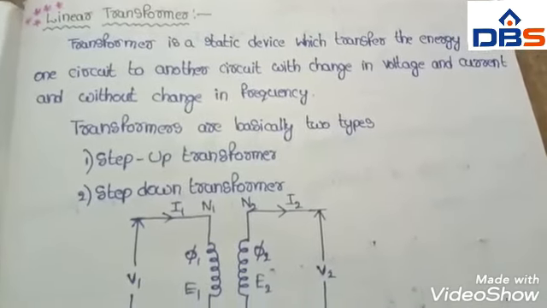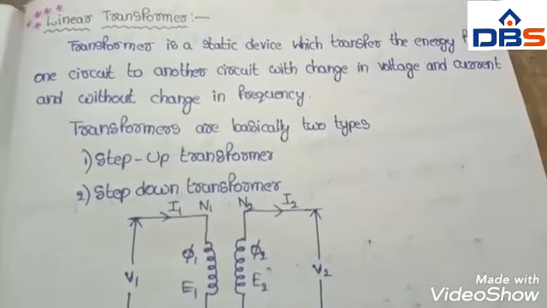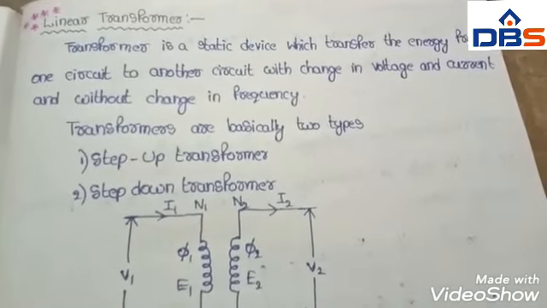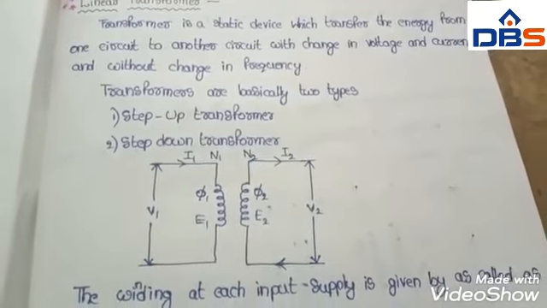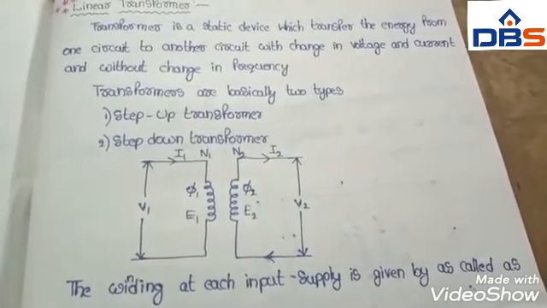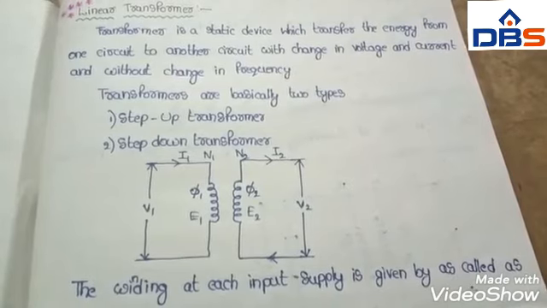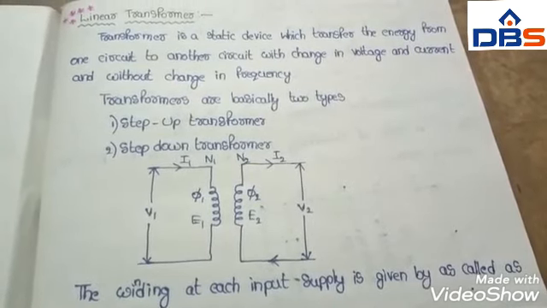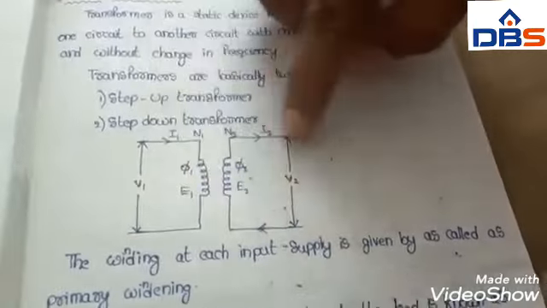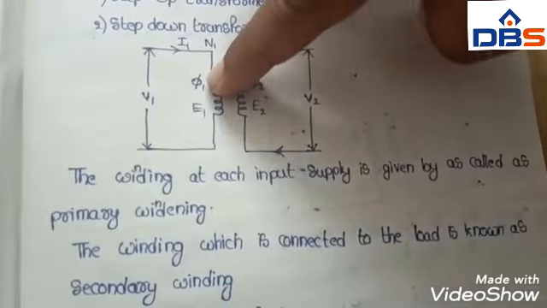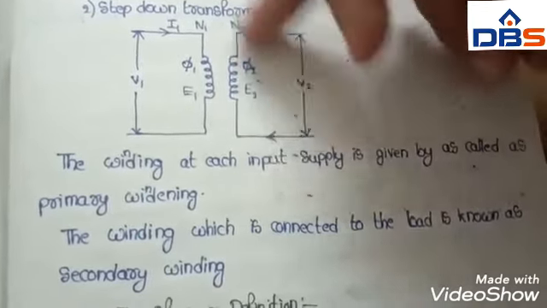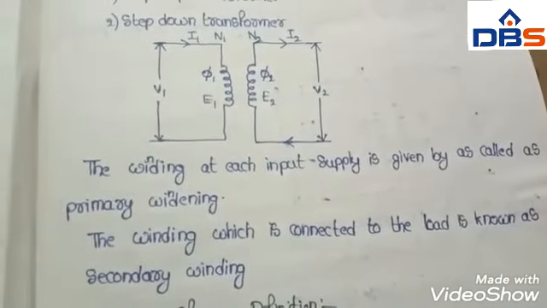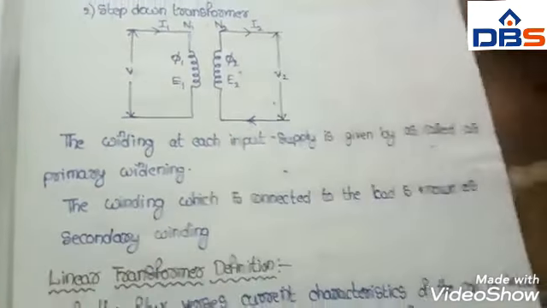Another topic is the linear transformer. A transformer is nothing but a static device that transfers energy from one circuit to another circuit without change in frequency, with change in voltage and current. The reason we introduce the transformer in this topic is that a transformer also works on the same principle of mutual inductance. So here two coils are there, coil 1 and coil 2. Whenever you give a supply, flux is produced, that flux is mutually linked with the secondary coil, and some current is also produced. Due to that current, an EMF is also induced.